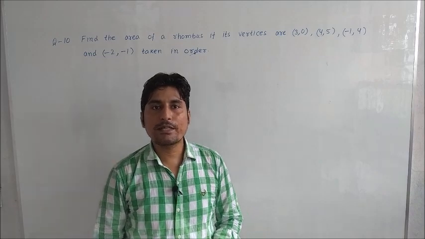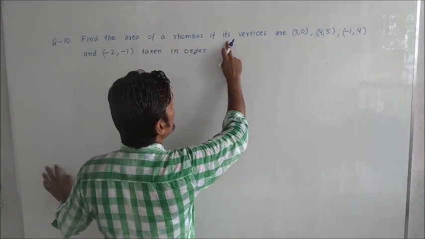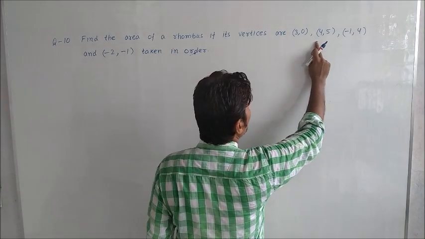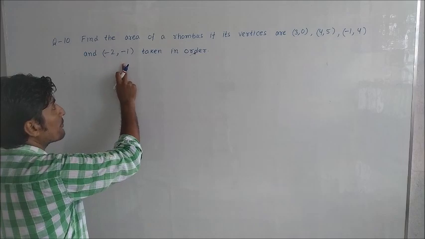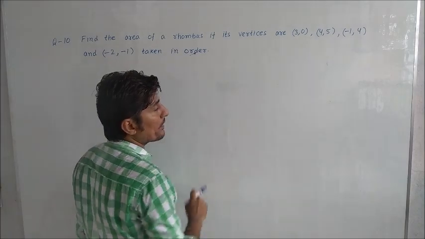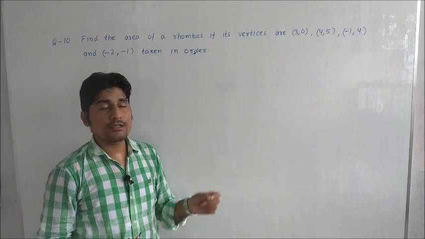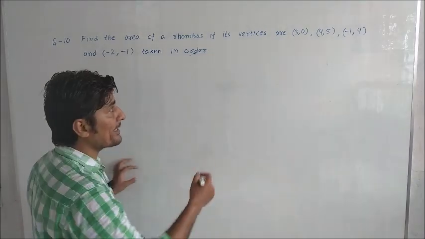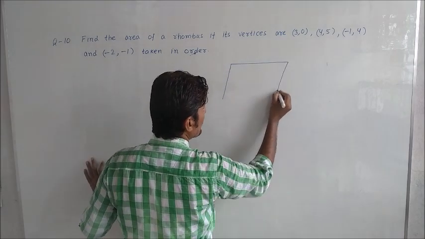Now let us see question number 10 of the same exercise. Find the area of a rhombus if its vertices are (3, 0), (4, 5), (minus 1, 4) and (minus 2, minus 1) taken in order. So here we have to find the area of the rhombus whose vertex coordinates are given. So first of all we have to draw a rhombus.